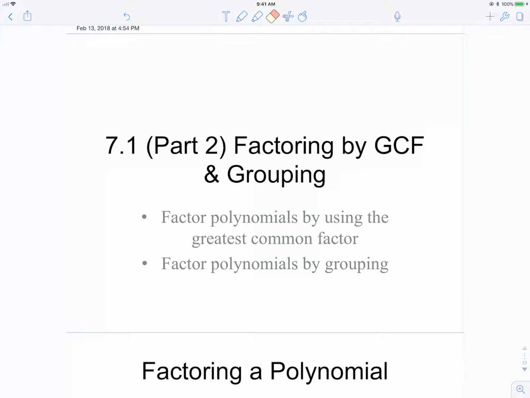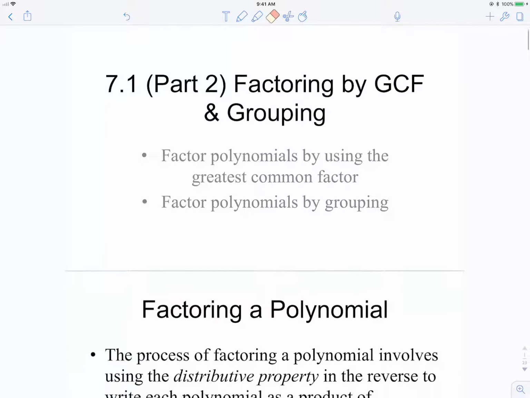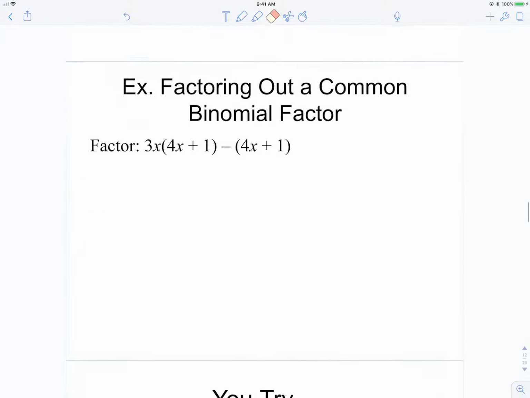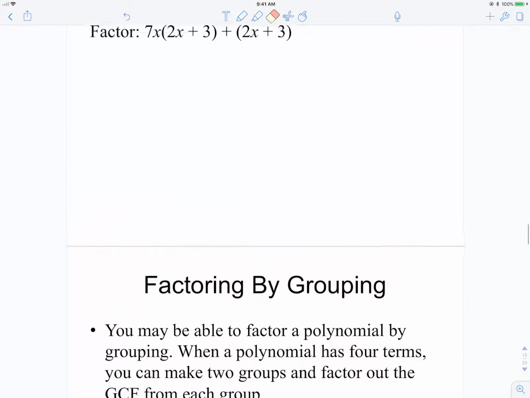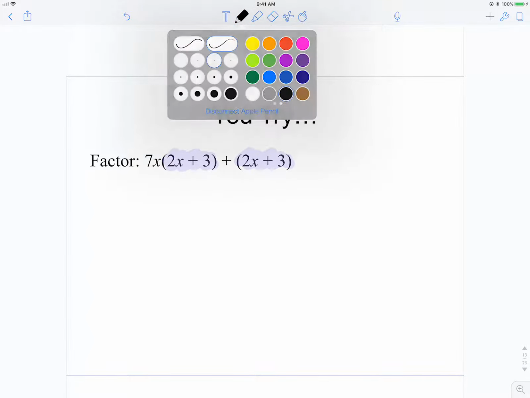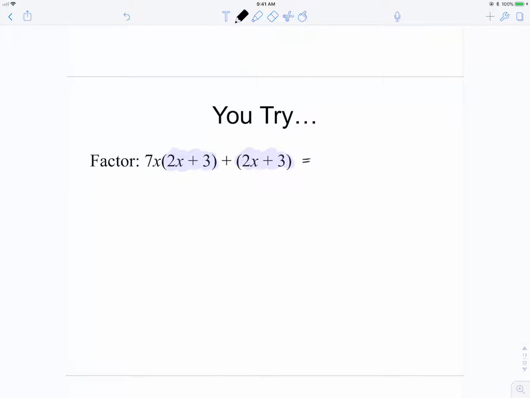Okay, so we are still in 7.1, factoring by GCF, so factoring out the greatest common factor in a polynomial, and then we left off right before factoring by grouping, so that's what this video will be on. Let me get down there. So the last example that we ended on, or the you try, was being able to identify a common binomial factor that you were then able to factor out or pull out of the polynomial.